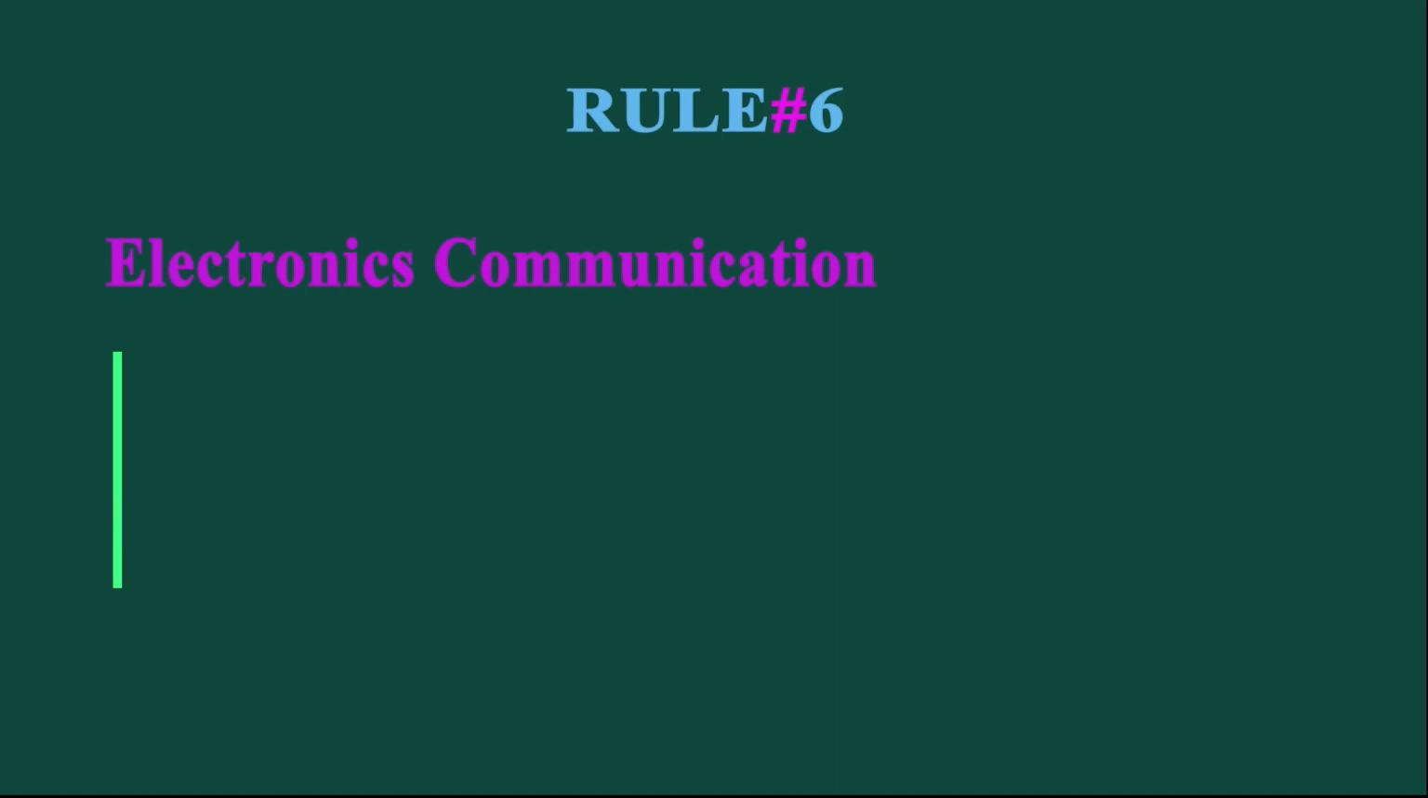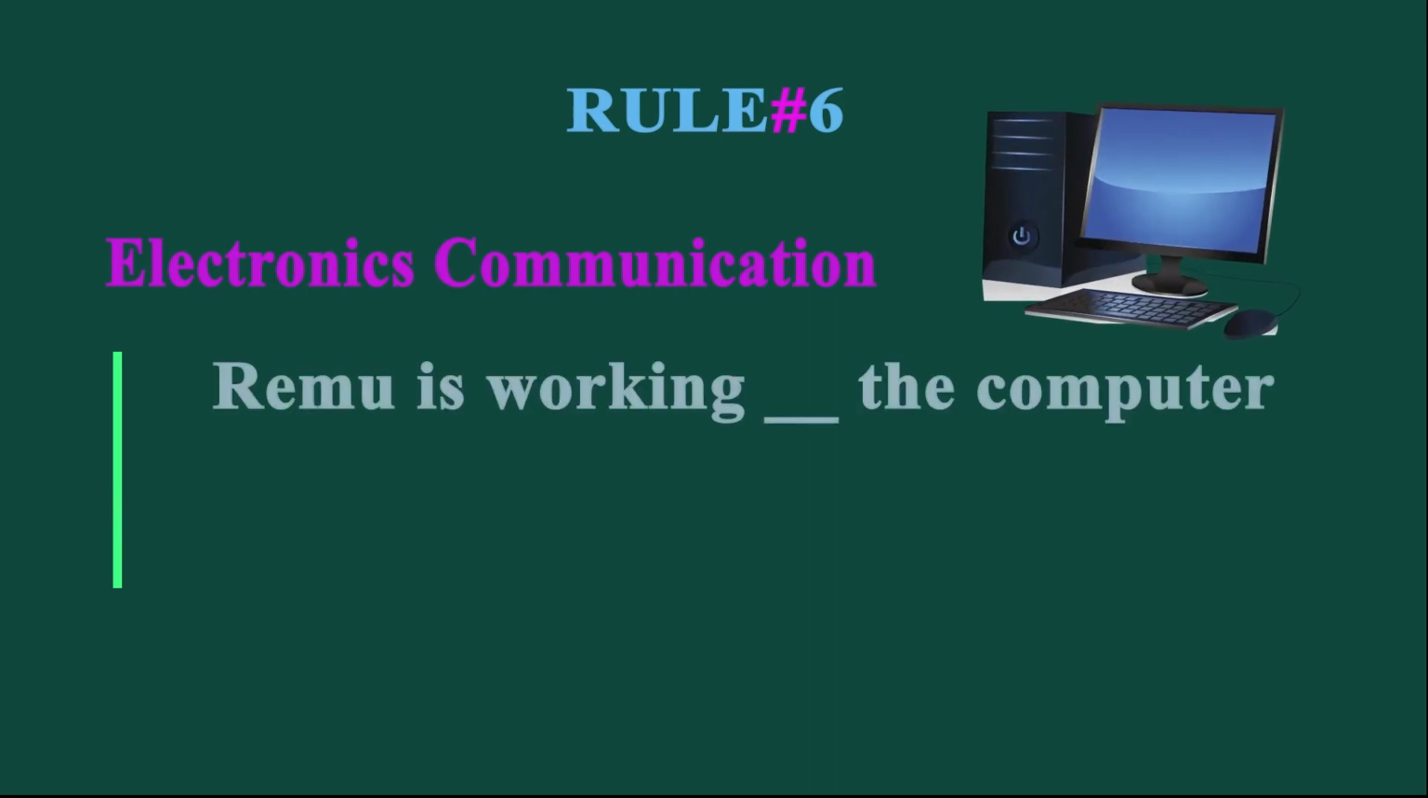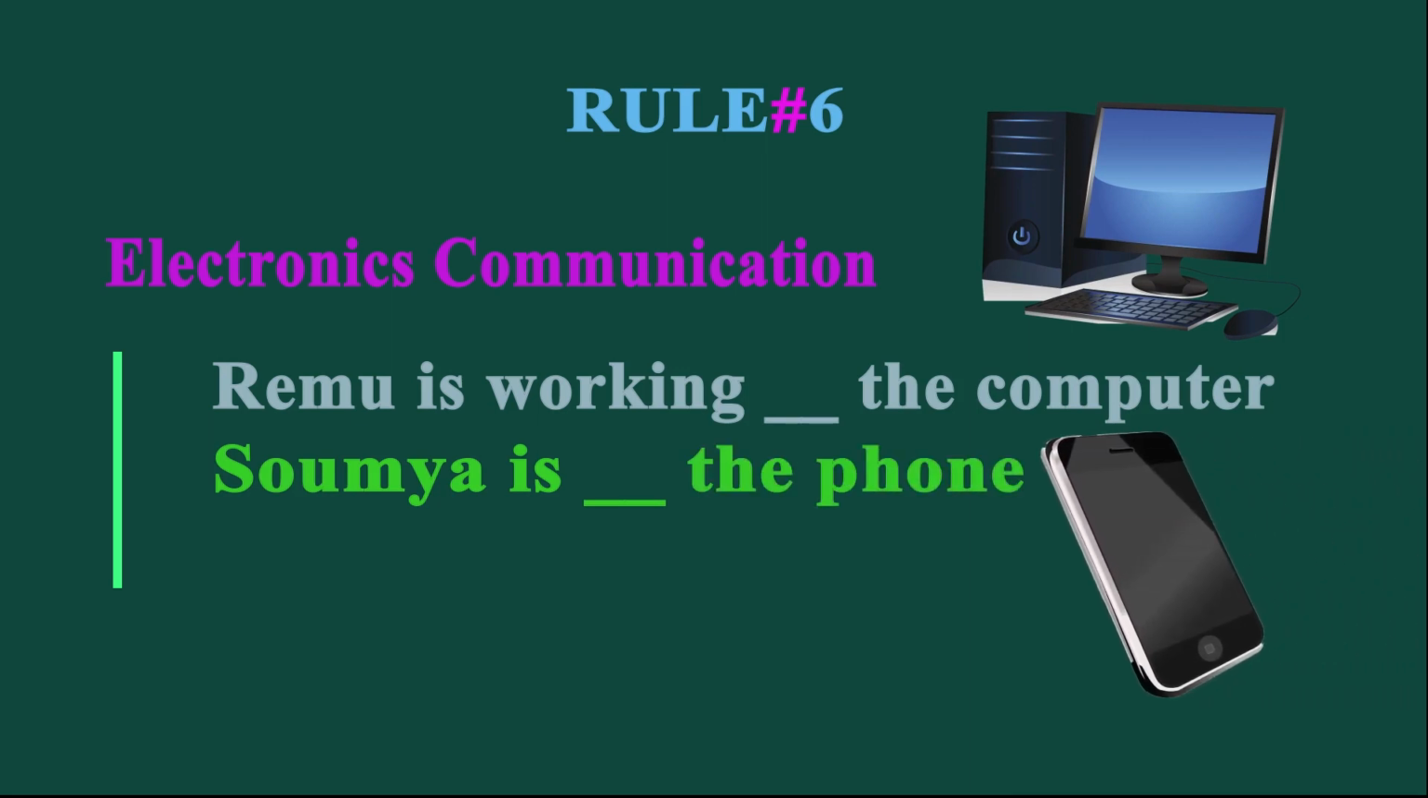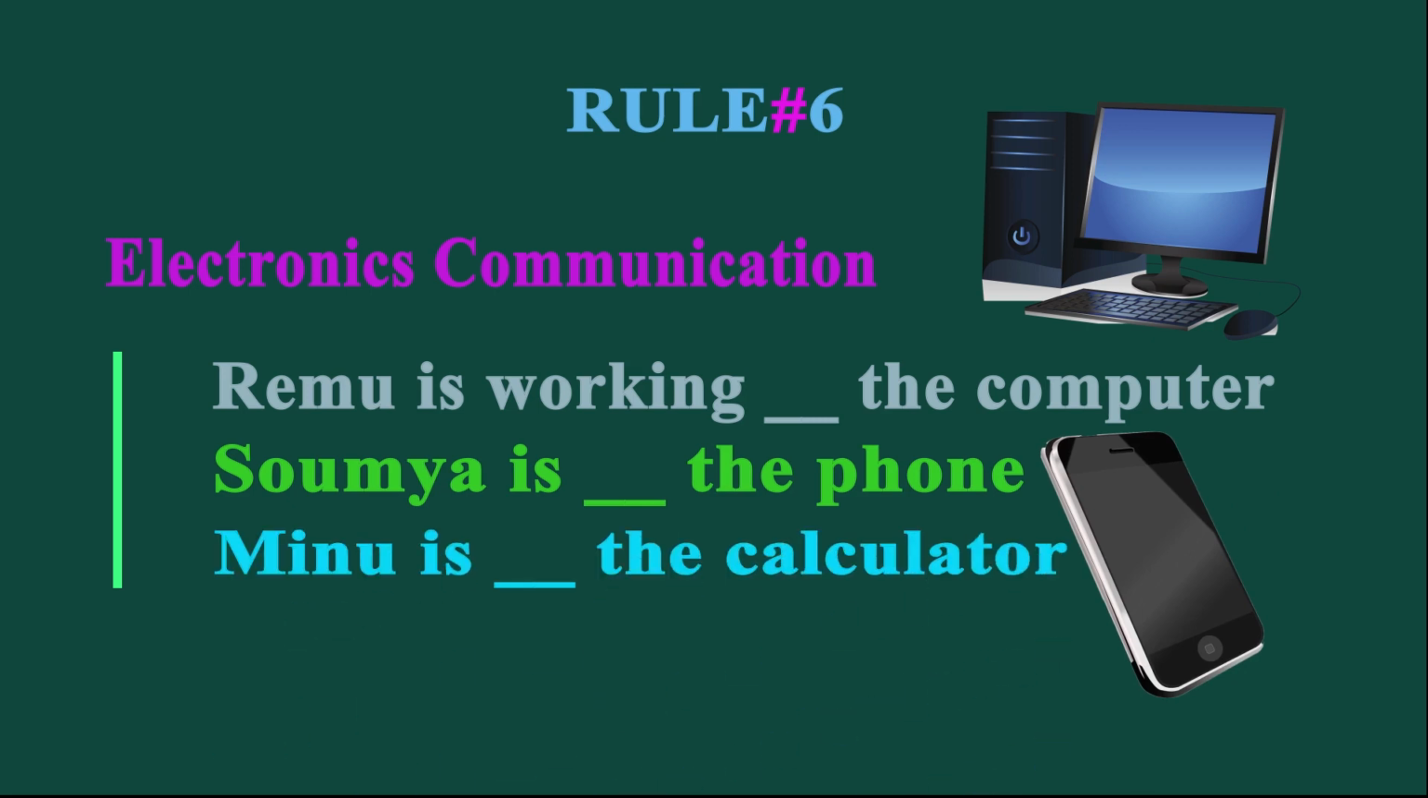Rule 6. For all electronic communication. For example, Remu is working dash the computer. Computer is an electronic device and we will use on the computer. Somo is dash the phone. This phone is an electronic device. So we will use Somo is on the phone. Or Minu is dash the calculator. Calculator is also an electronic device. So we will use Minu is on the calculator. So on is used for all kinds of electronic communication.